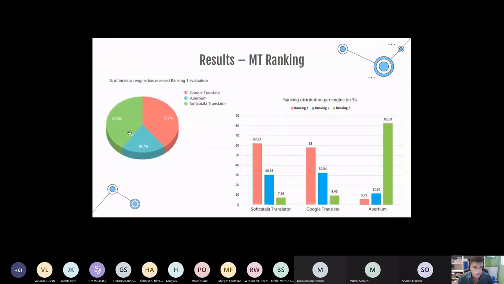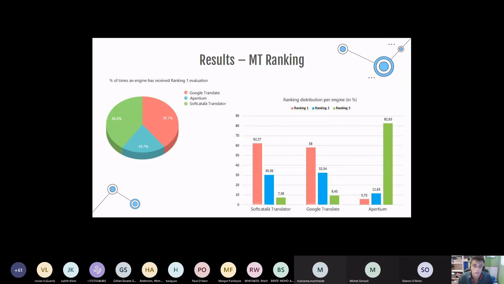First of all, in MT ranking, on the first chart, we can see the percentage of times an engine has received a ranking 1 evaluation, so the best evaluation, meaning the MT engine that offered the best quality raw proposal, and Softcatalà Translator wins.